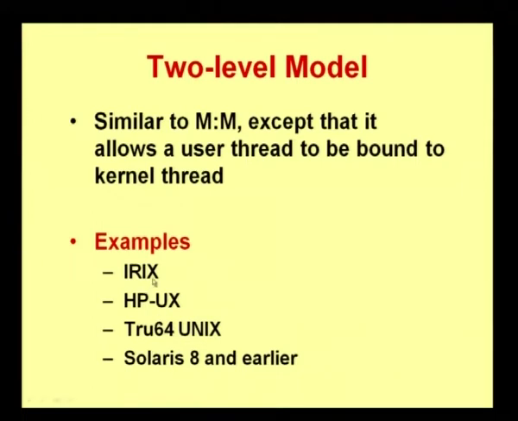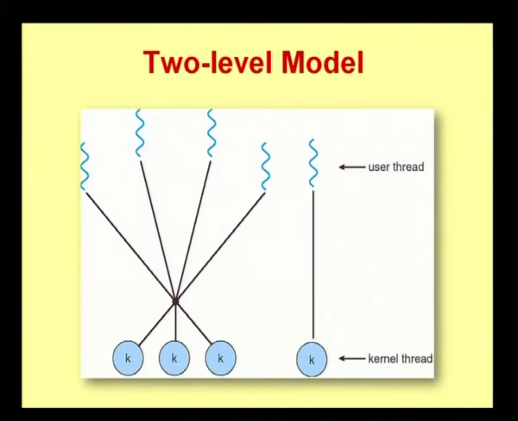It is the IRIX operating system, HPUX operating system, True 64-bit Unix operating system, Solaris 8, and the earlier versions of the Solaris operating system use a two-level model. Then this is how a two-level model looks like. So here you have multi-threading, wherein here you have a kernel.